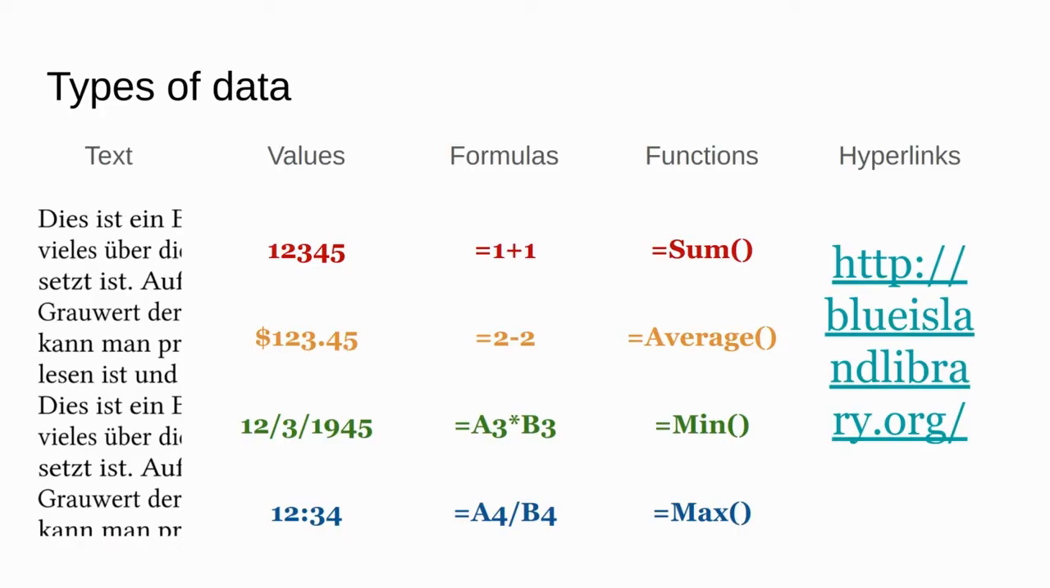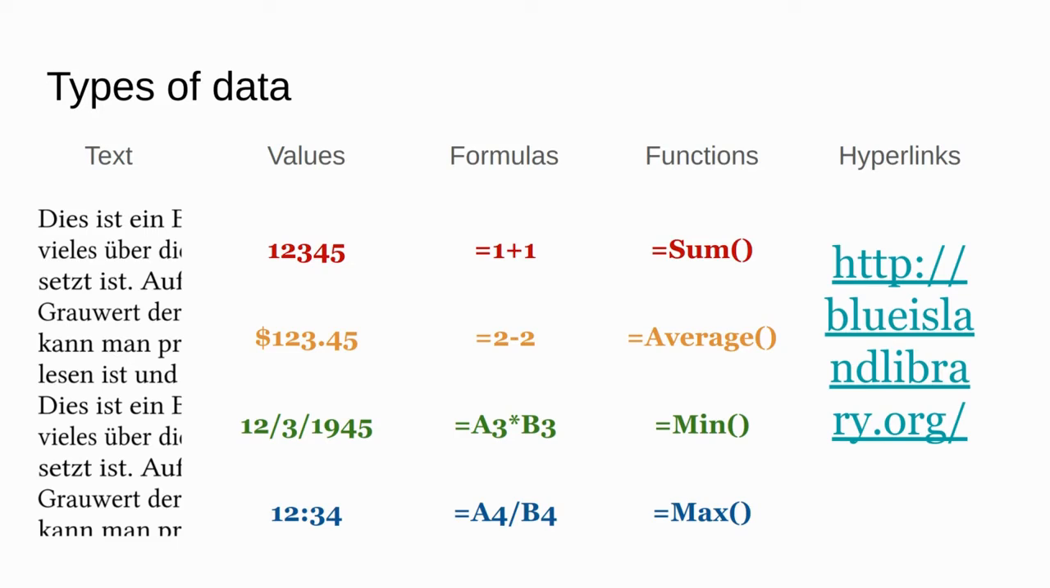There are different types of data that you can input into a cell. First is text. Basically, anything that is not a number can be considered text. Values are the opposite. Anything with a number, such as integers, currency, dates, and times, are all values. Formulas are mathematical operations. It is important to understand that if you enter a formula into a cell, you will only see the return value in the cell. For example, if you enter 1 plus 1, you will only see the answer, 2.